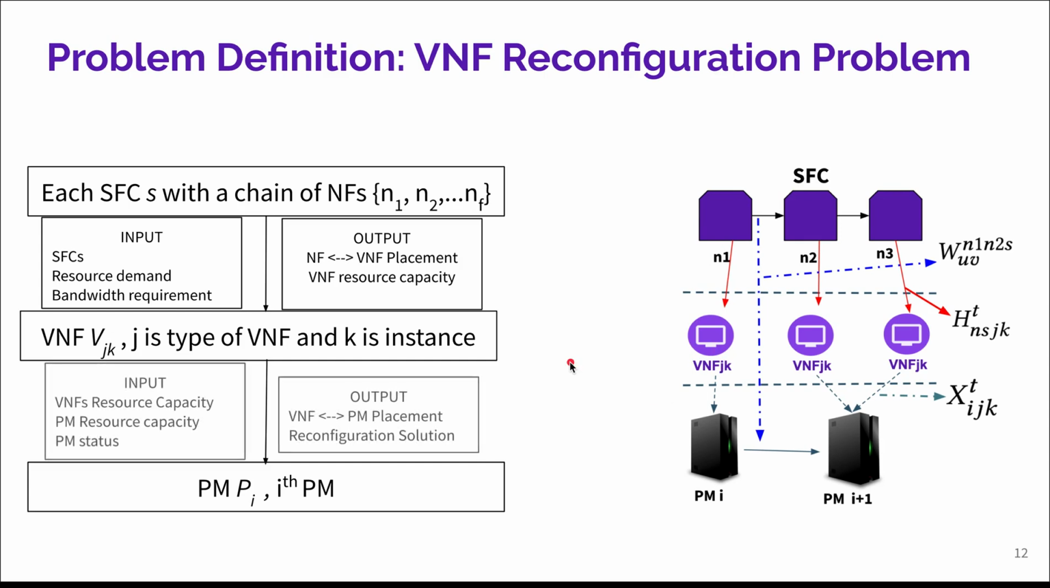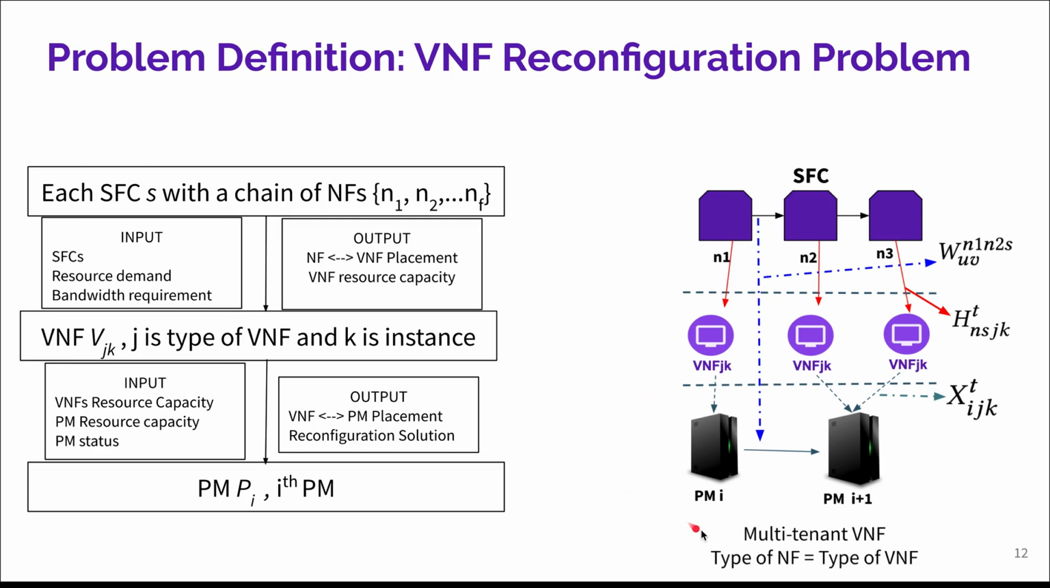In the second level mapping problem, the input is the VNF resource capacity, the PM resource capacity, and the status of a PM, whether it is active or inactive at that time interval. The output of this problem is the placement solution, which is the value for the placement decision variable x, and we can even see the reconfiguration solutions that were chosen for the increased resource demand at that time interval.